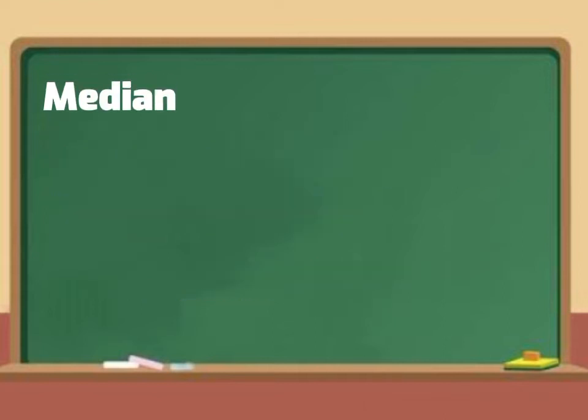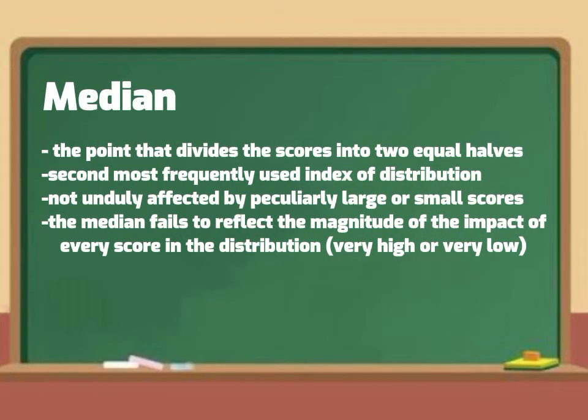The median. Median is the point that divides the scores into two equal halves. It is the second most frequently used index of central tendency. One advantage of median as a measure of central tendency is that it is not unduly affected by peculiarly large or small scores. The median strength is also its weakness. The median fails to reflect the magnitude of the impact of every score in the distribution, even when a certain number of those scores are very high or very low.